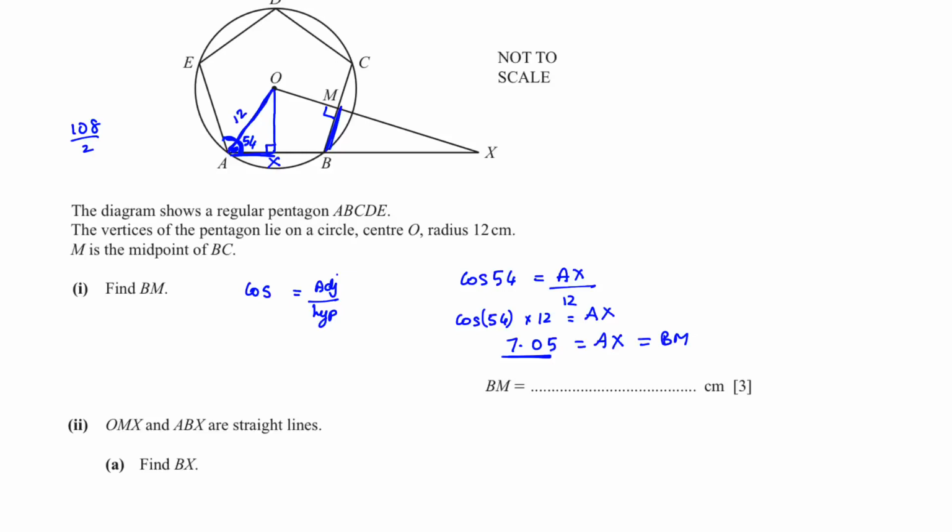We know that BM here is 7.05. This is a right angle. The angle from part A, we know this is 108. So this angle here will be 180 minus 108, which is 72 degrees. So let's just draw it neatly here.